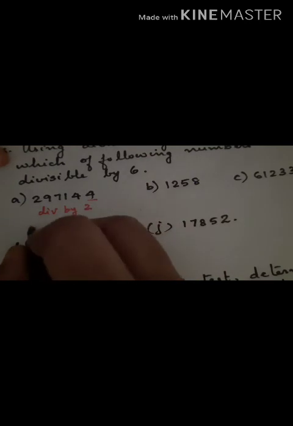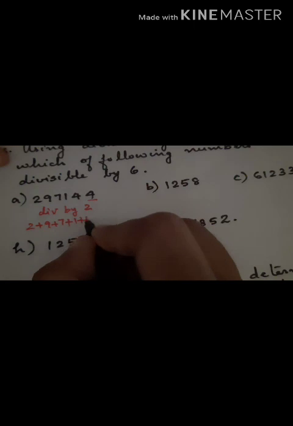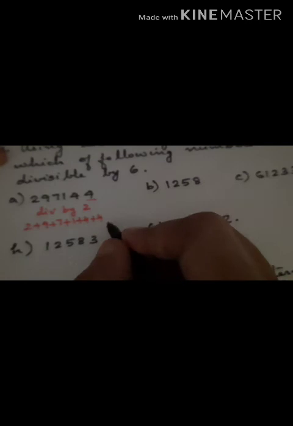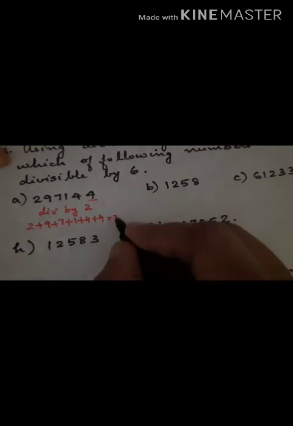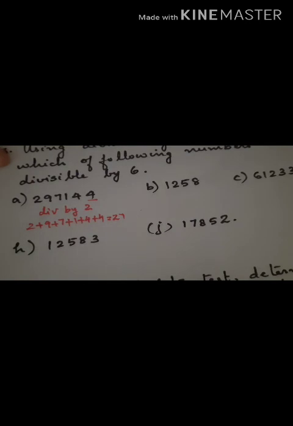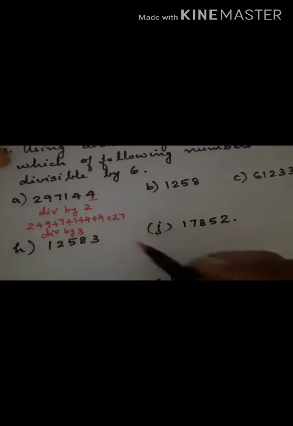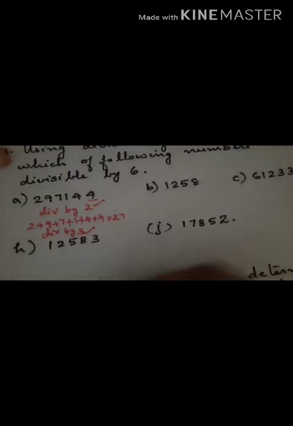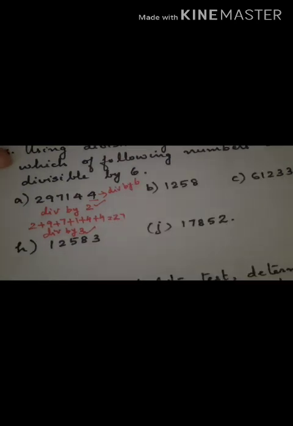For that, add the given digits: 2 plus 9 plus 7 plus 1 plus 4 plus 4. So here it is, add it. 2 plus 9, 11, plus 7, 18, 19, 23, 27. 27 is a multiple of 3, isn't it? 3 into 9 is 27. Therefore, it is divisible by 3 also. Both 2 and 3 are correct. Therefore, it is divisible by 6.